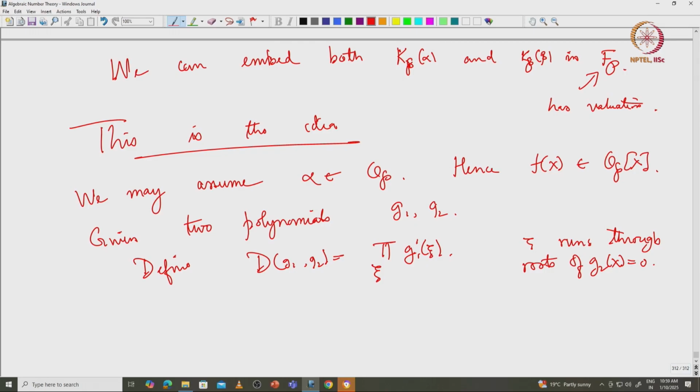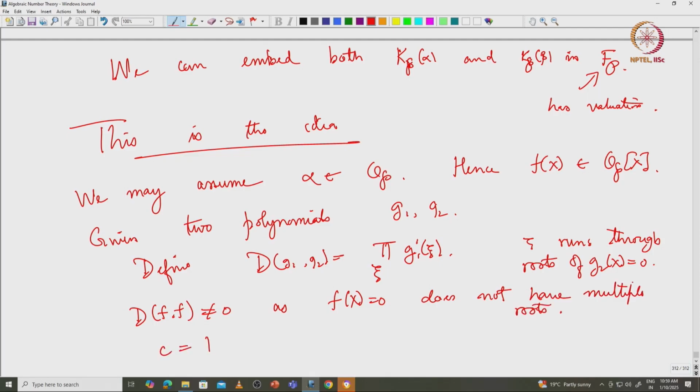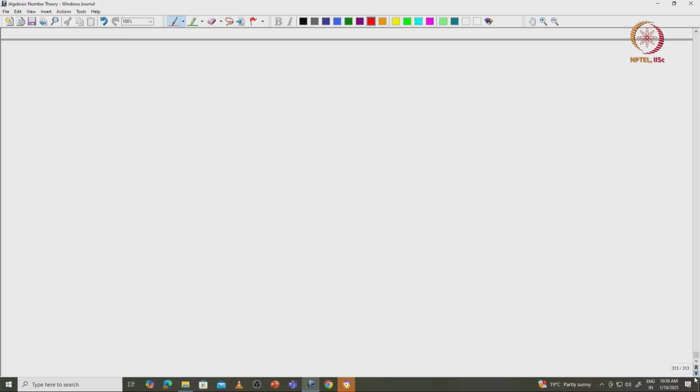Okay. So, d of f comma f is not 0, as f of x equal to 0 does not have multiple roots. Okay. So, in particular C, which is the valuation of d of f comma f, by definition this is not 0. Okay. So, what I am going to do is the following.